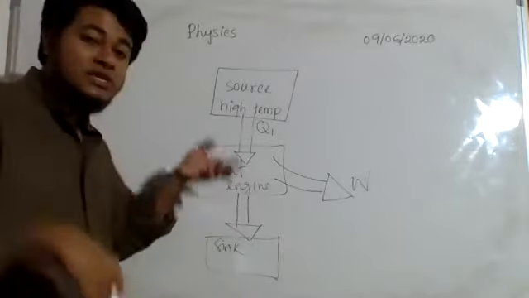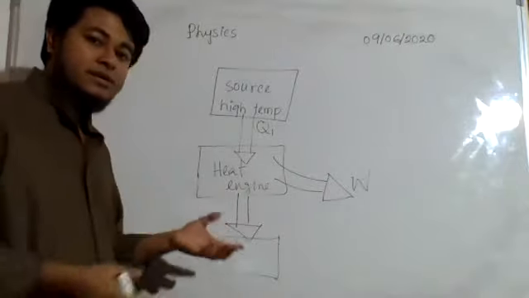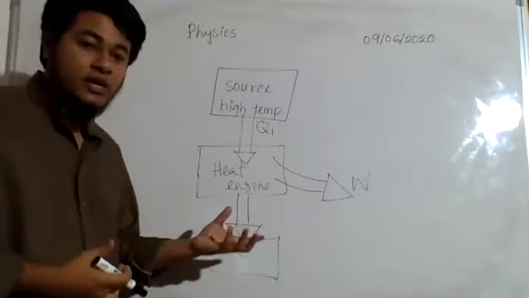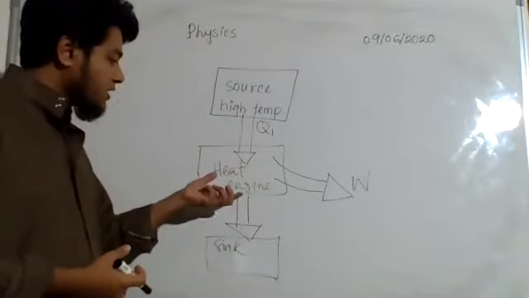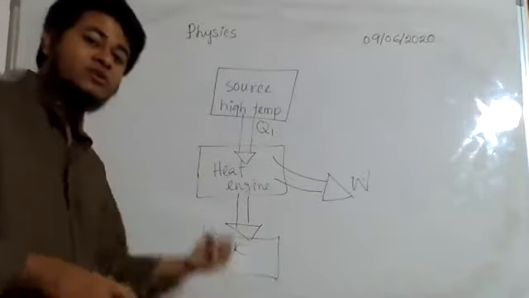But the heat engine needs to leave, or liberate the unused heat energy, right? So that is why, to give the heat, the sink must be at a lower temperature so that it is able to receive the heat.